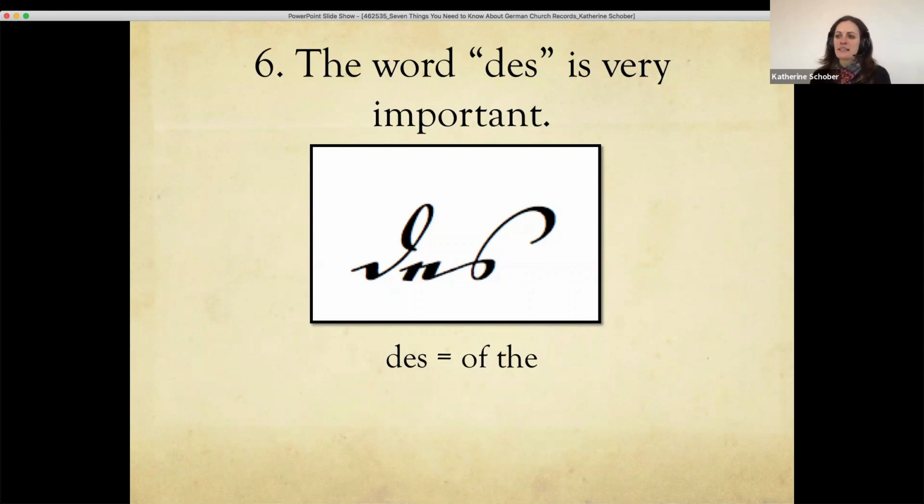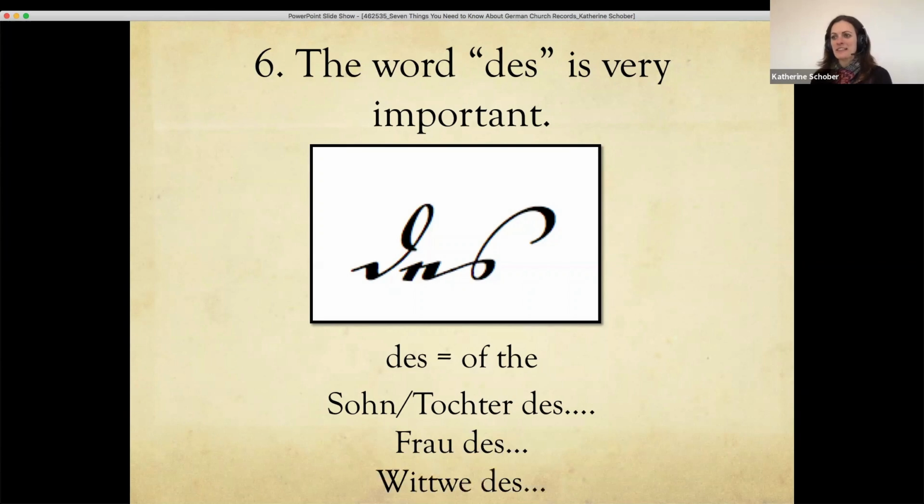And you'll see it in places like Sohn des, son of, Tochter des, daughter of, Frau des, wife of, Witwe des, widow of. So you can imagine why this is important, because after that of or that of the, it's going to tell us here, son of the parents' names, or here, wife of the husband's name, or here, widow of the deceased spouse's name. So that word des is a great clue word to find more information about the person's relationships right after it.